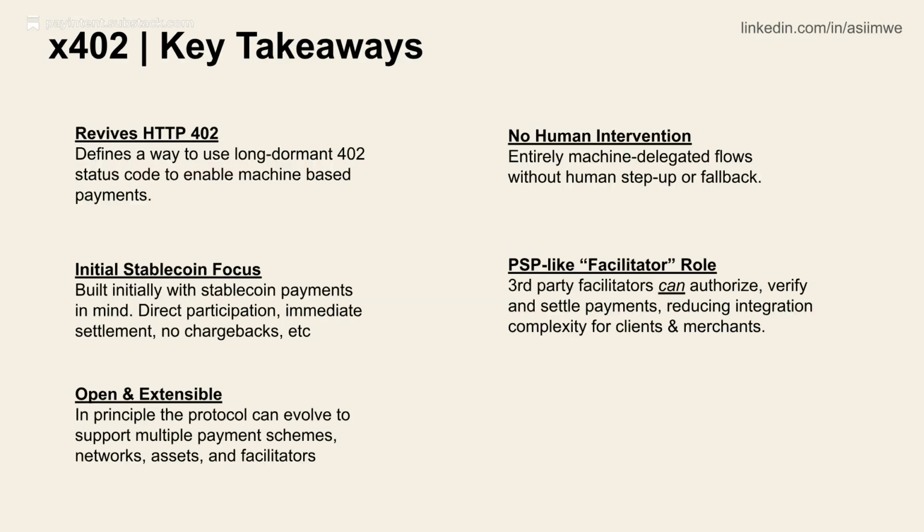Here are some key takeaways. First, x402 builds on the long dormant 402 HTTP status code, which is several decades old. Second, the protocol is built to be entirely machine-executable, without human involvement at all during checkout. Third, its initial stablecoin focus allows for immediate settlement and direct participation in payment processing, without the need for PSPs and other third parties. Client and merchant are able to execute and settle stablecoin payments directly if they like.